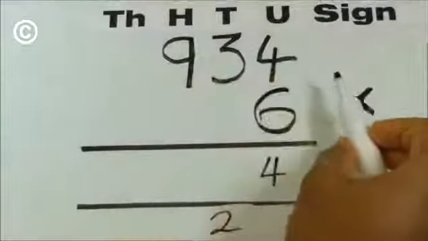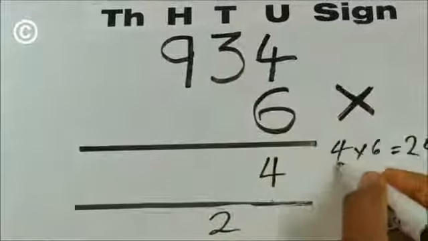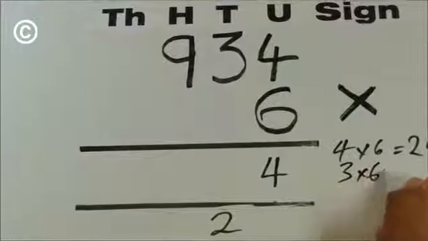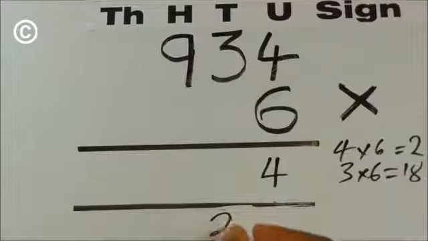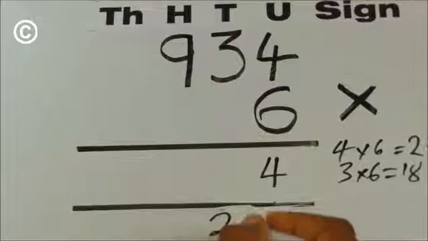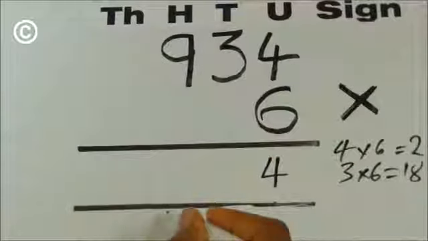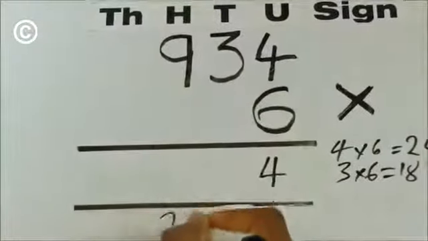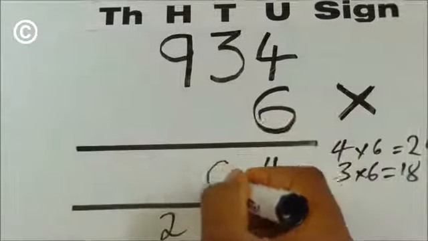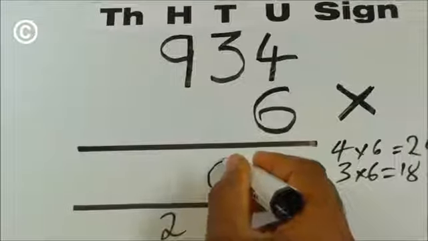3 multiplied by 6, which is 18. Add the 2 here that you carried over, so 18, 19, 20. Carry that 2 over to the hundreds column and enter your 0 here.